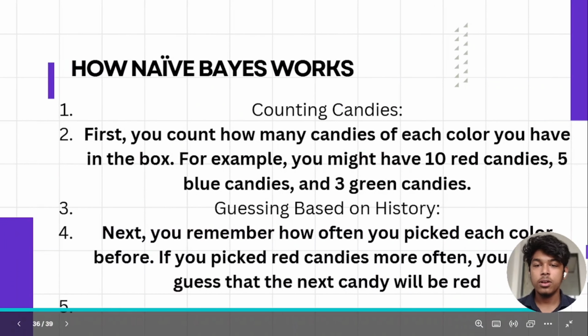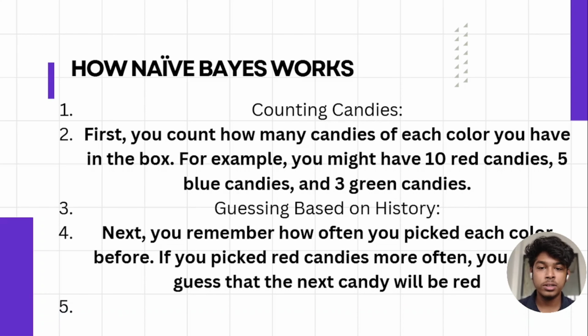So first, let's start by counting. You can count how many candies of each color you have in the box. For example, you may have 10 red candies, 5 blue candies, and 3 green candies. Now, guessing based on history. Naive Bayes works by counting and guessing based on history. Next time, you remember how often you picked each color before. If you picked red candies more often, you might guess that the next candy will be red.